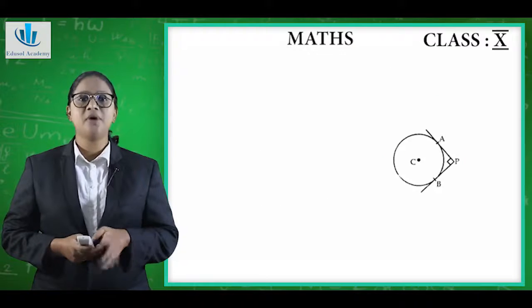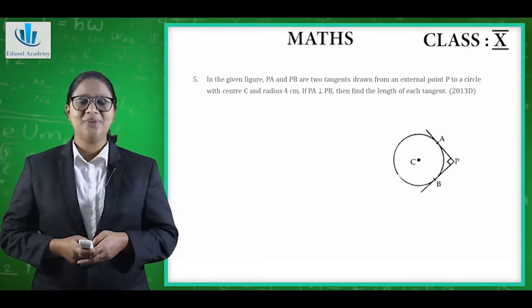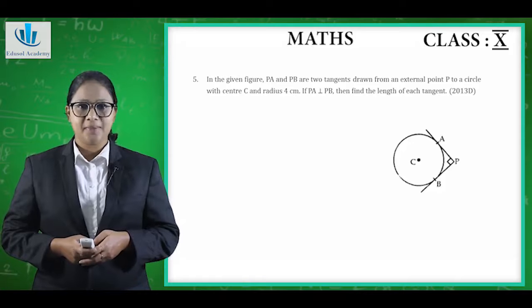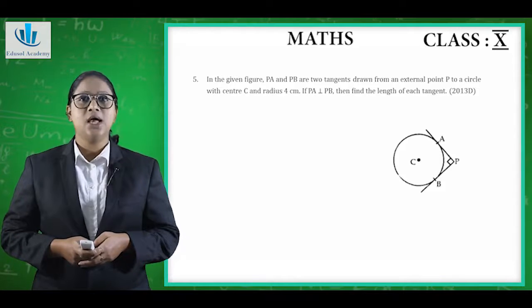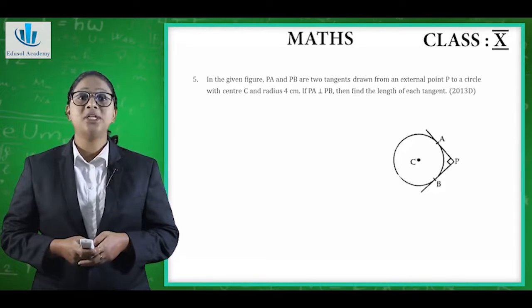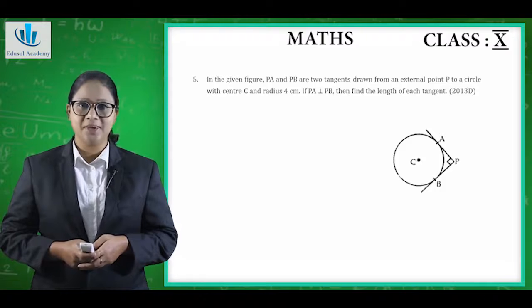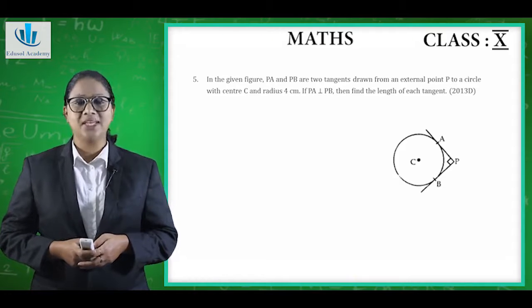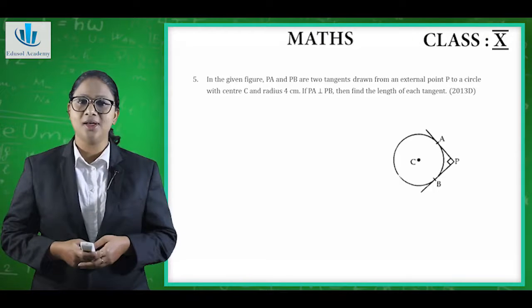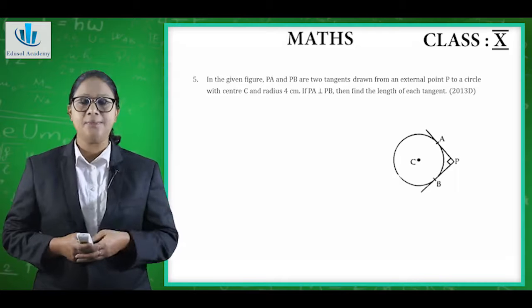Moving on to question number 5. In the given figure, PA and PB are 2 tangents drawn from an external point P to a circle with center C and radius 4 cm. If PA is perpendicular to PB, then find the length of each tangent. So we can see the figure on the extreme right side.